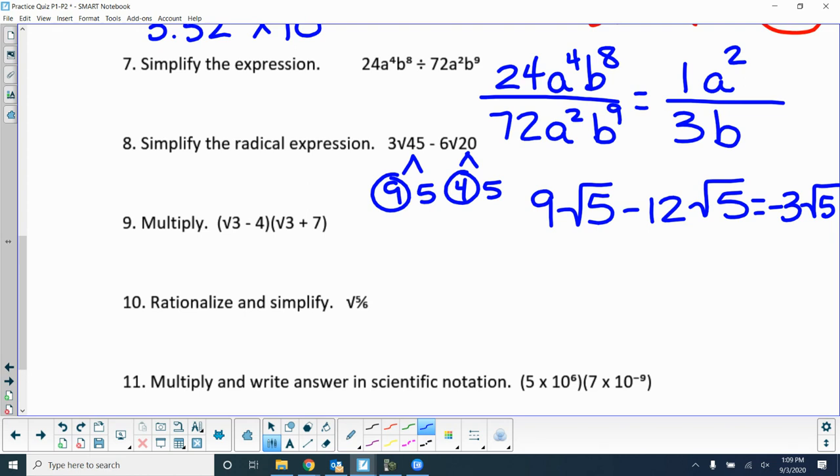All right. So simplify first, if they're not the same already. If they're the same to start, just go ahead and add or subtract. Then simplify, if you can. All right, number 9, we're going to FOIL.